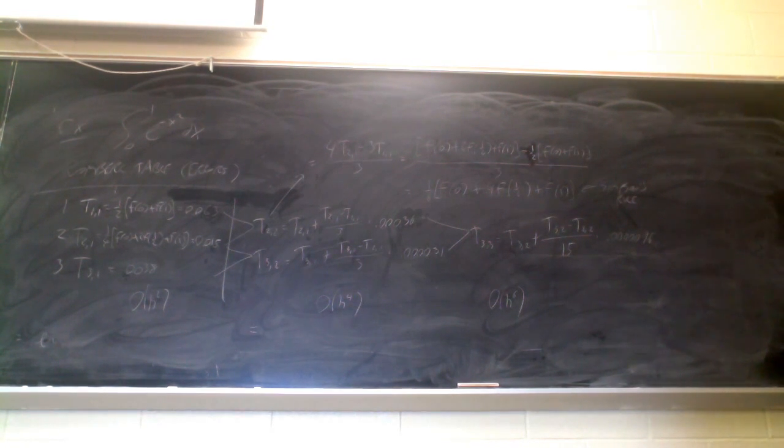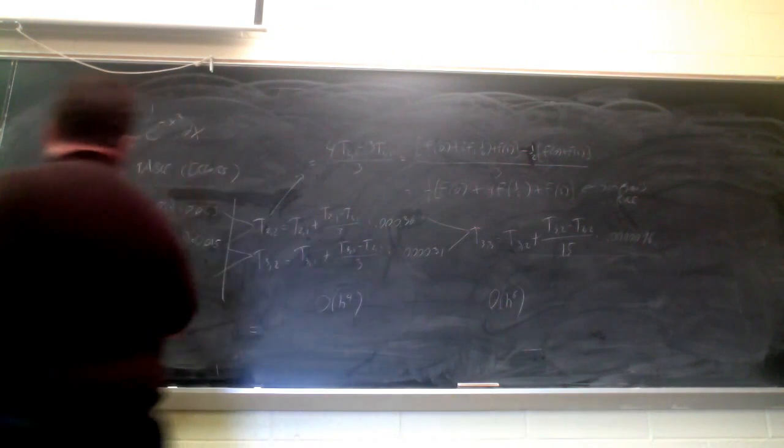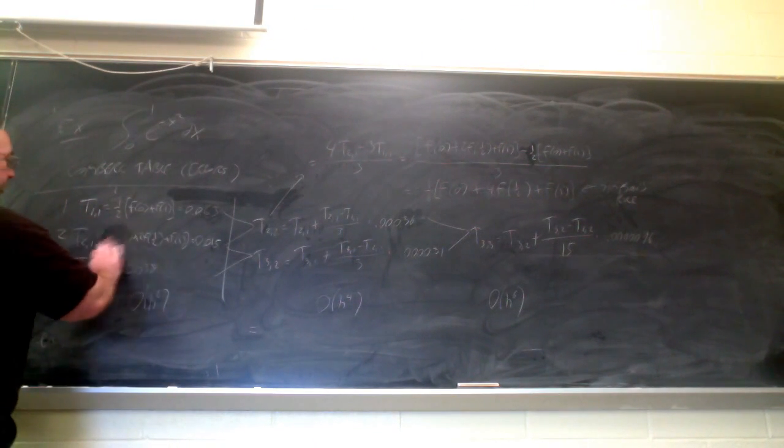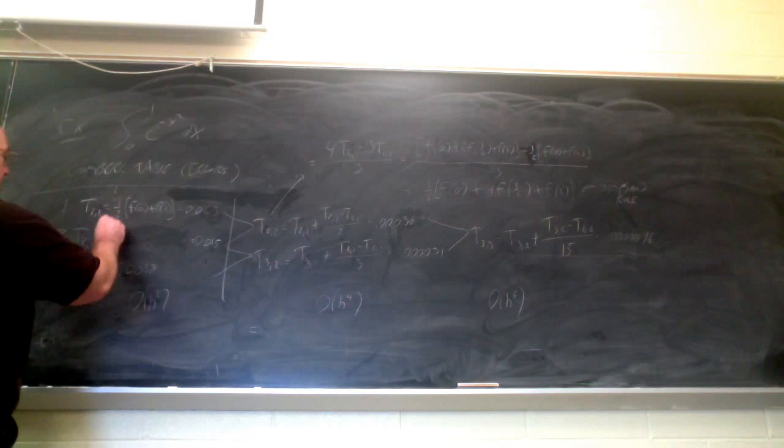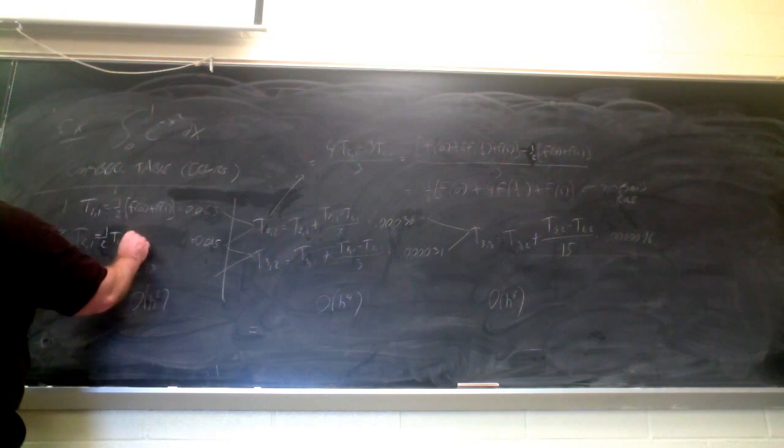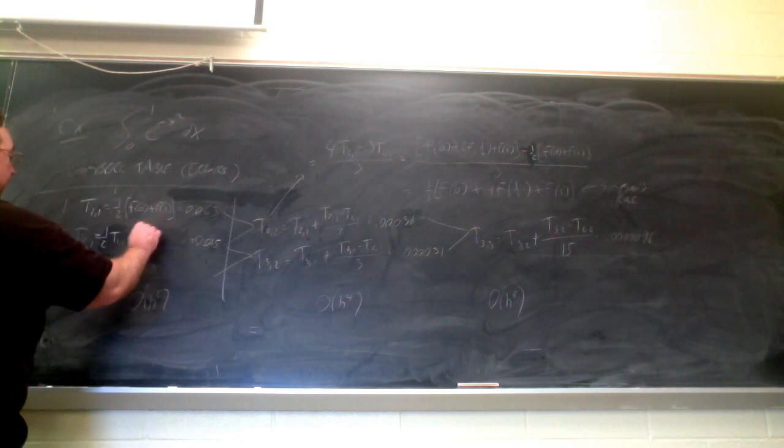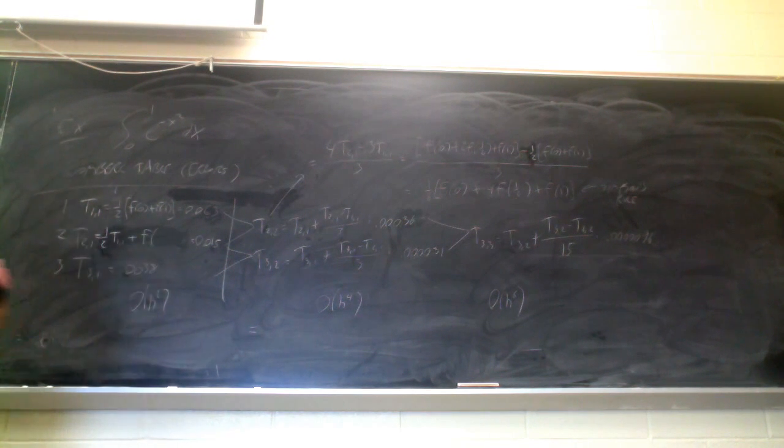So actually, if I were to write these in terms of a more efficient approach, this would really be 1/2 T11 plus, in this case, it would just be f of, okay, make sure I have this right.